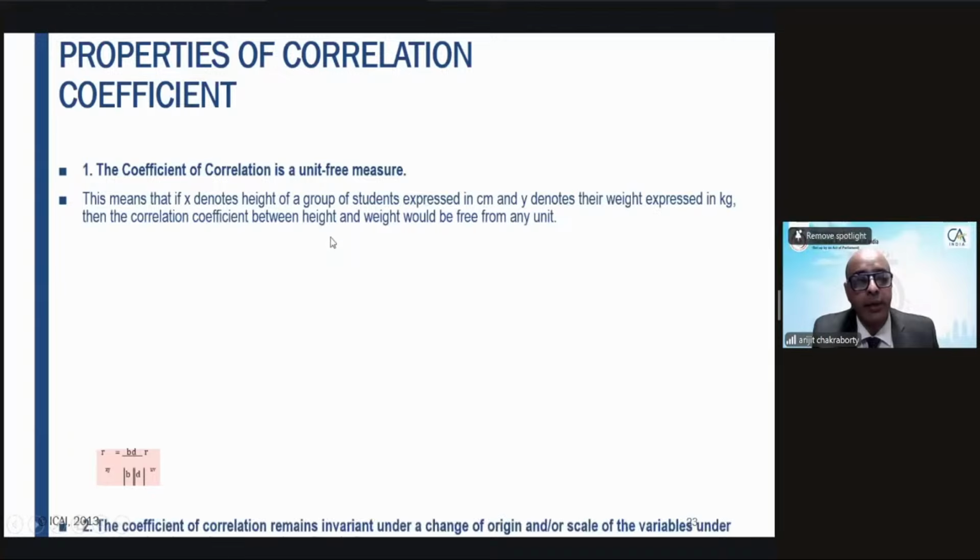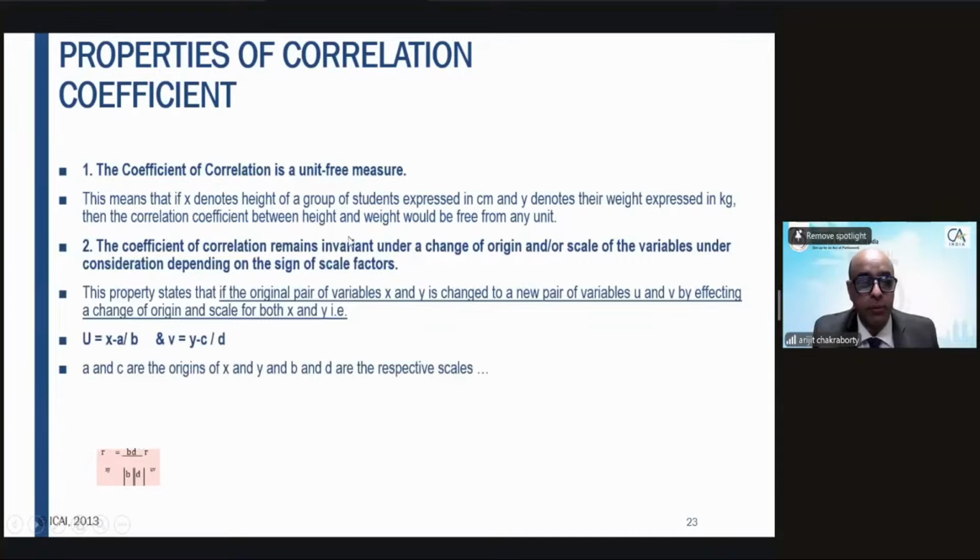Okay, now the last part, of course, is if there is any change of base and change of origin. X and Y are two variables. Now, if these are changed to a set of new variables from X and Y, we are finding out U and V, where U is equal to (X minus A) by B and V is equal to (Y minus C) by D.